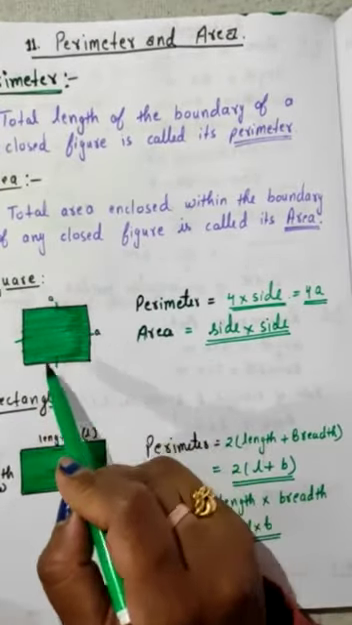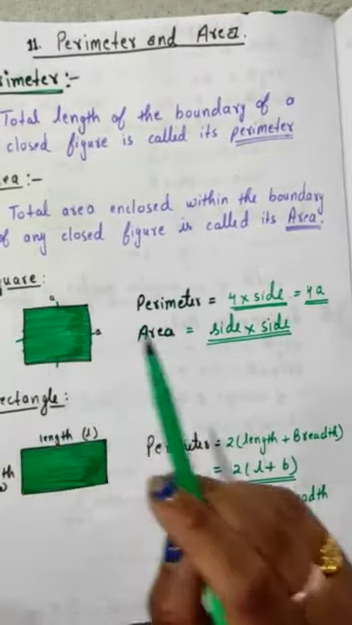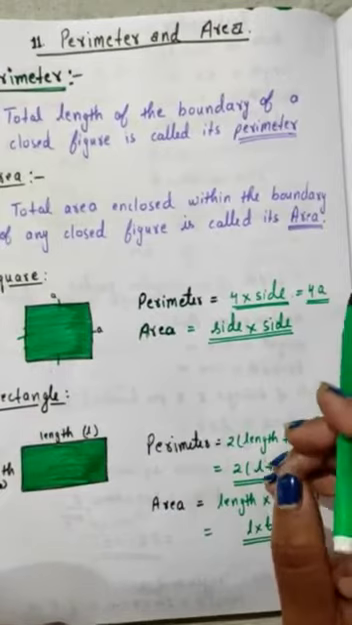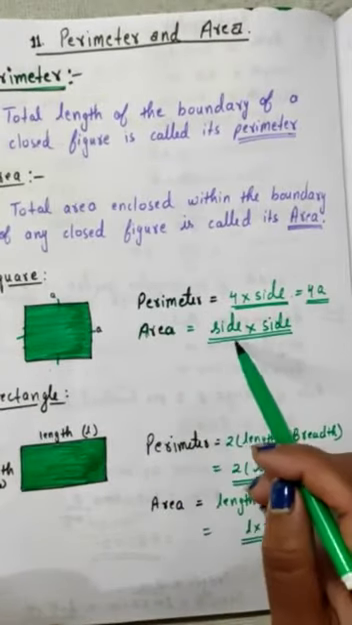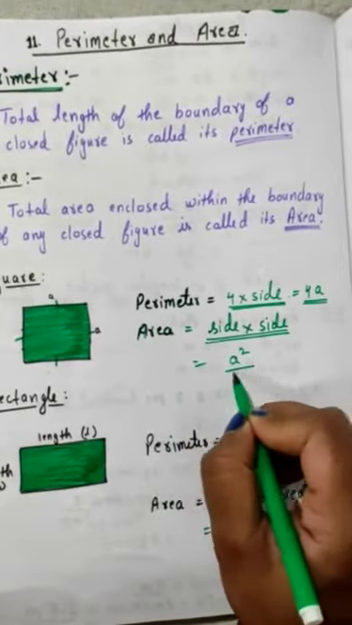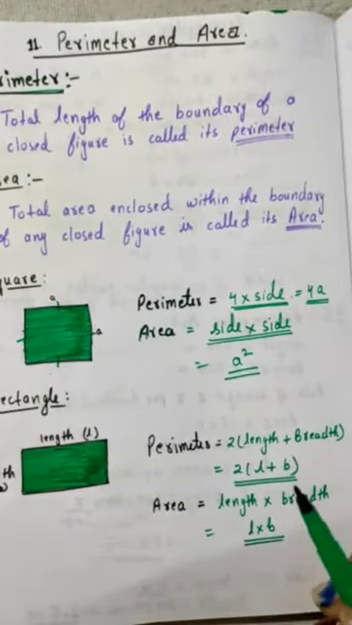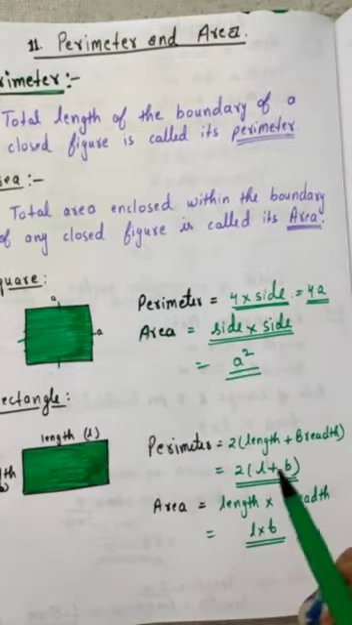So A plus A plus A plus A, total length आपकी A plus A plus A plus A आ जाएगी, which will be 4A. And area is given by the formula side into side, which you can write as A square. Okay, so side into side will be the area of square.